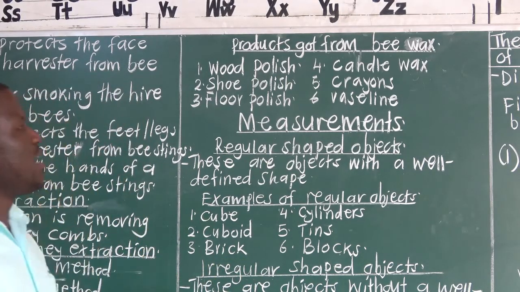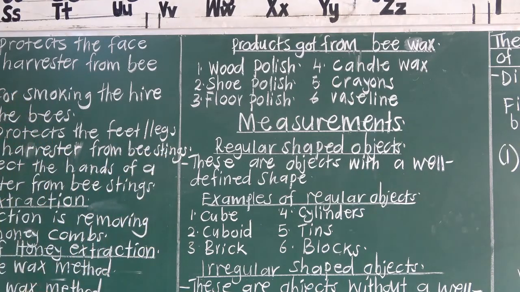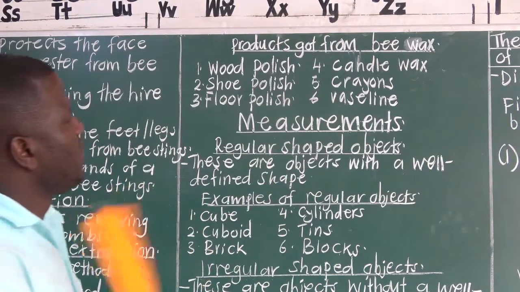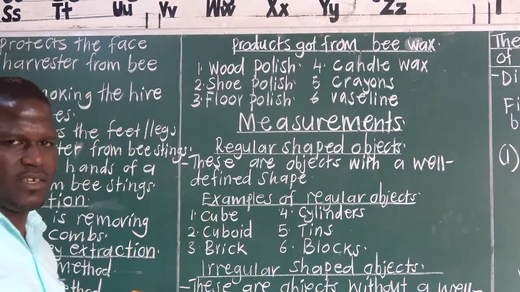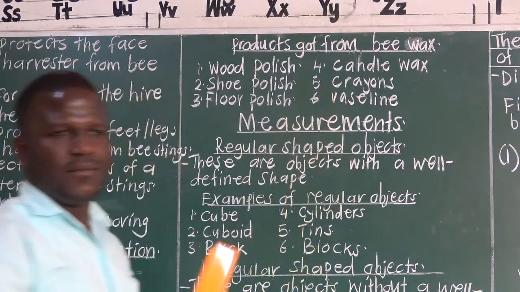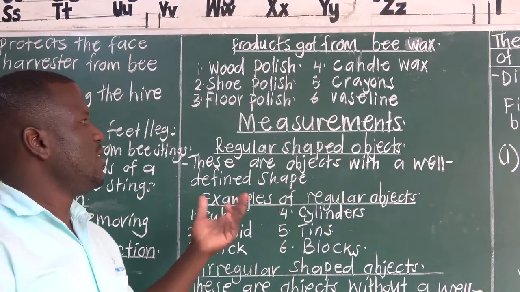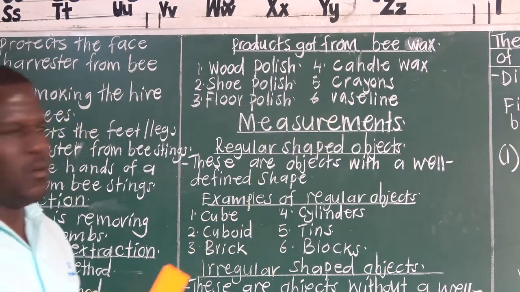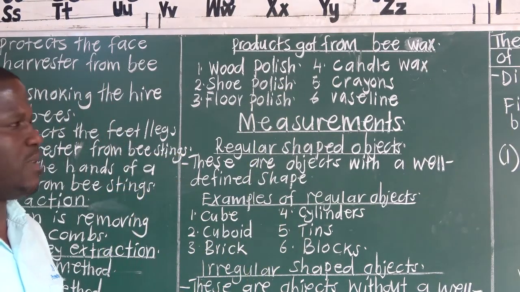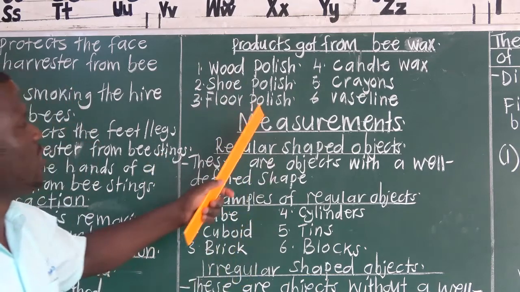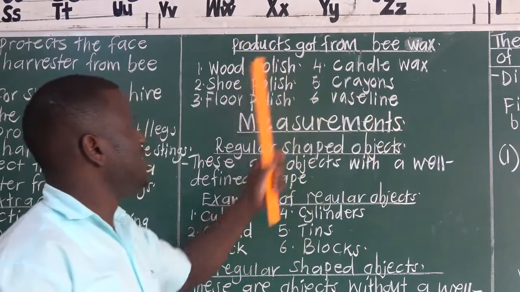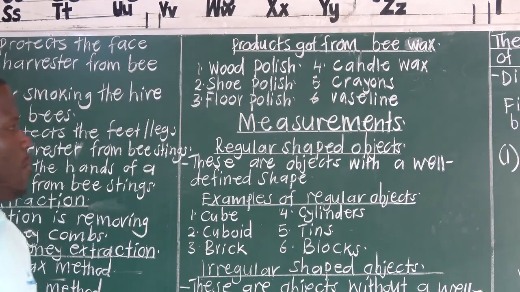Then we have candle wax, crayons, and Vaseline. Candle wax is used for making candles. Then crayons for writing and shading, especially the ones used by nursery children. Then we have Vaseline. The Vaseline that we smear on our body is made from beewax, including other cosmetics. So we have wood polish, shoe polish, floor polish, candle wax, crayons, and Vaseline. These are products got from bees.